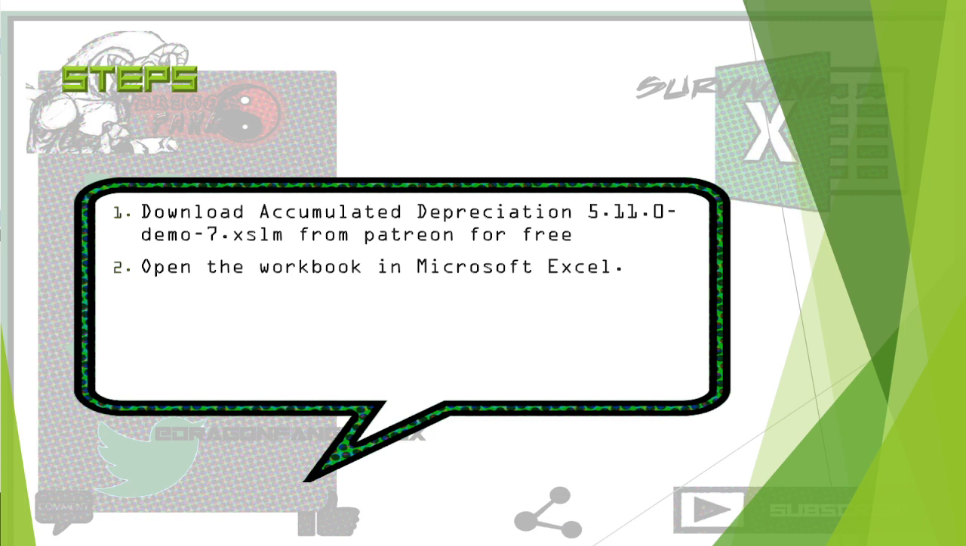I've put this on my Patreon page. It's for free. What you do is you're going to go in and look for accumulated depreciation 5.11.0 demo 7. The extension is a little bit different. So normally it's an XLSX. This time it's an M. M stands for macro. So this is going to be a macro enabled workbook. All right. So we're going to open this up in Excel.